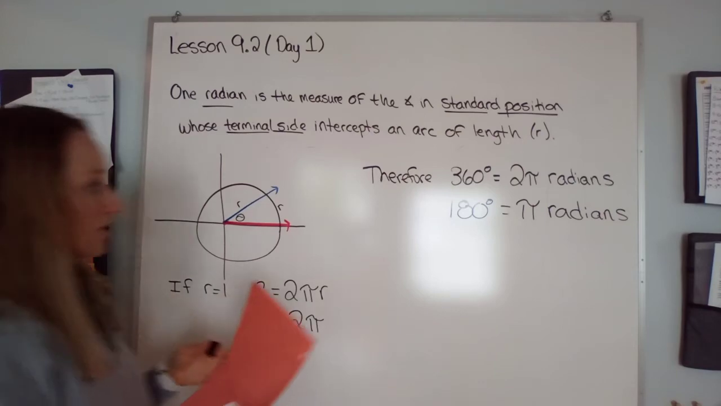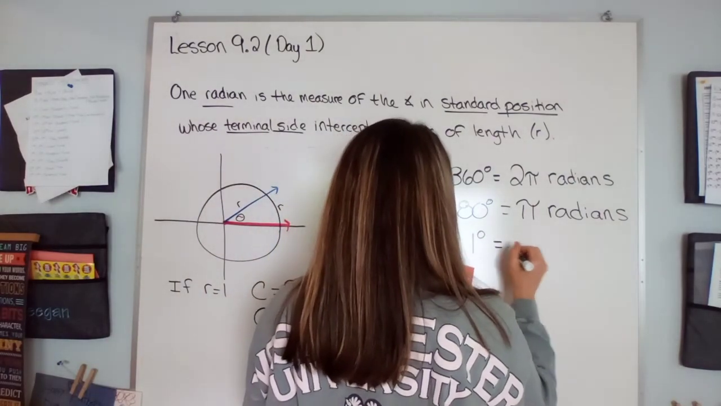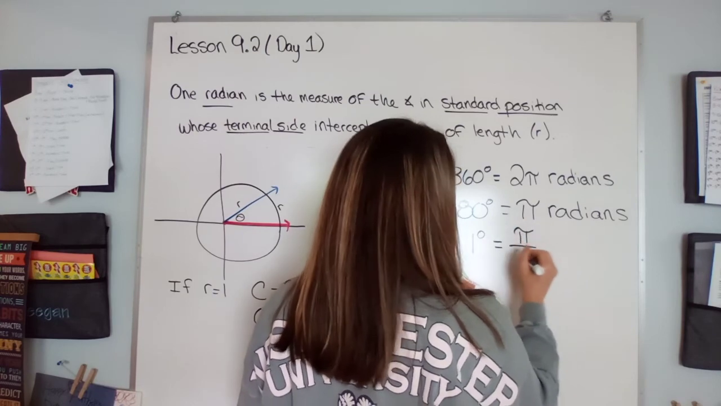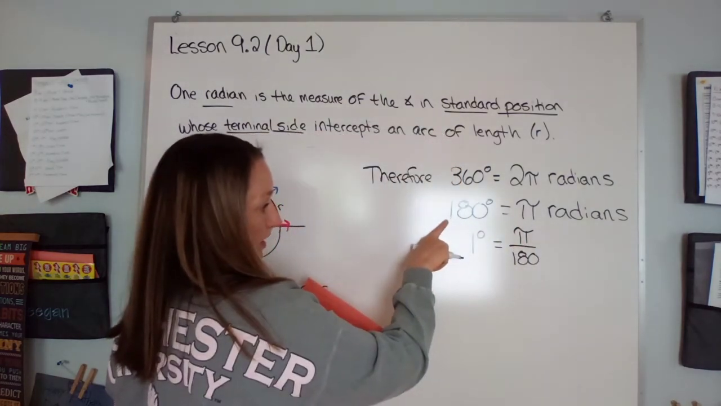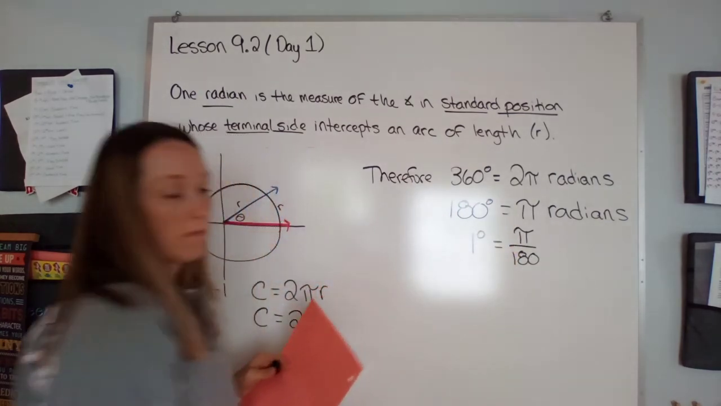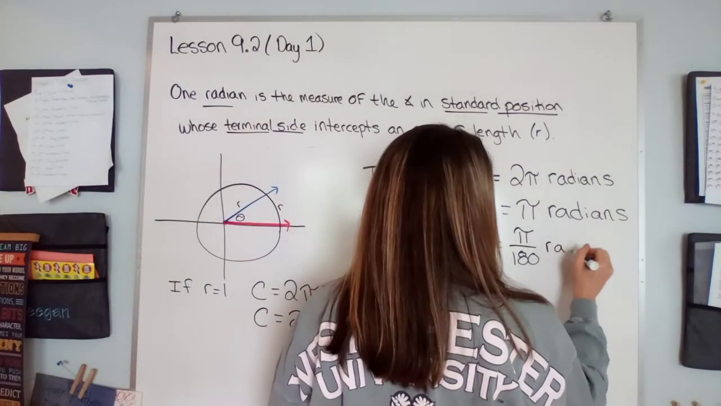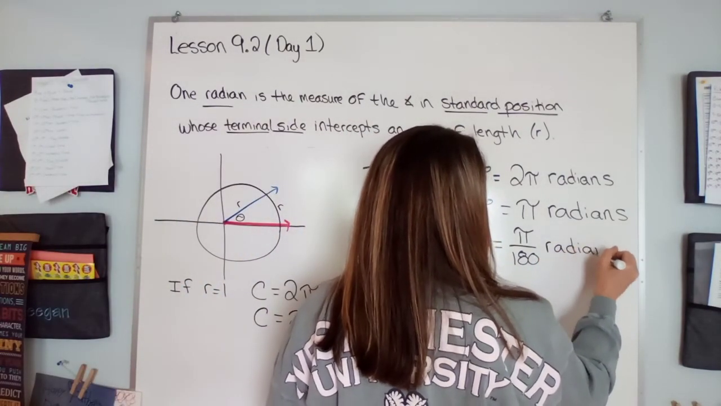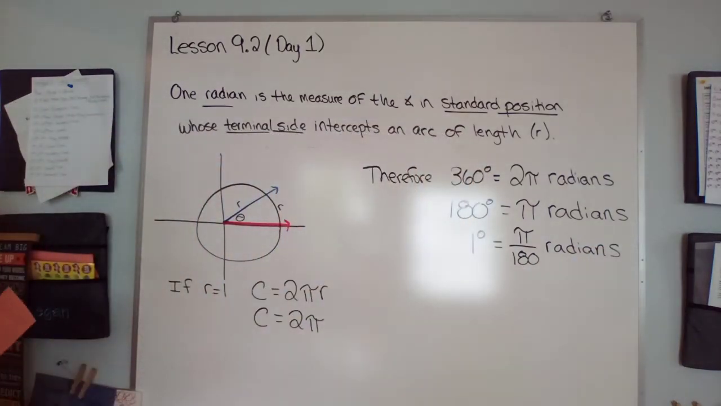Two others that I'll list for you. 1 degree is equal to pi divided by 180. Let's think about that for a second. If I divide 180 by 180, I'm going to get 1. So you have to divide pi by 180. So pi over 180 radians. And we're going to use this conversion factor to go back and forth between radians and degrees.